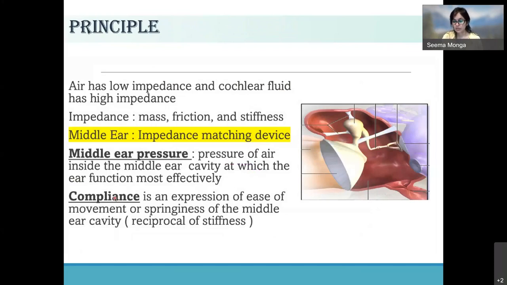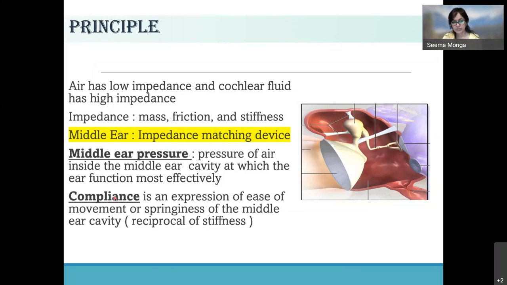So what is the function of the middle ear? The function of the middle ear is to act as an impedance matching device. Sound is traveling through the middle ear, air and cochlear fluid. Ideally, if there is no middle ear, because of the impedance, less sound will be heard. But because of the middle ear matching mechanism, the impedance is equalized.